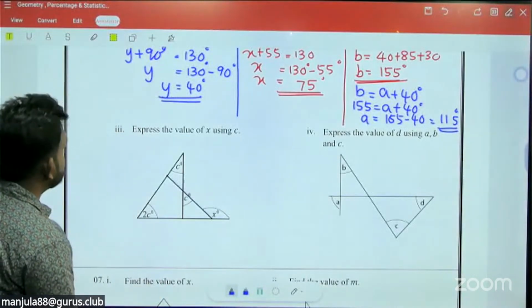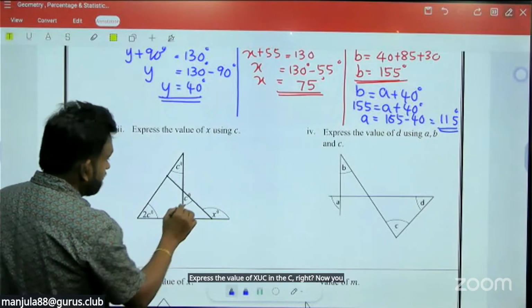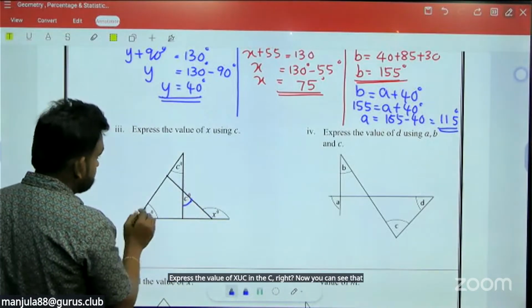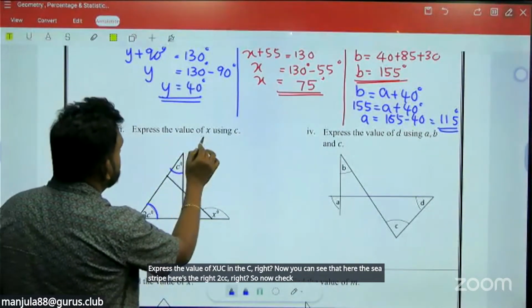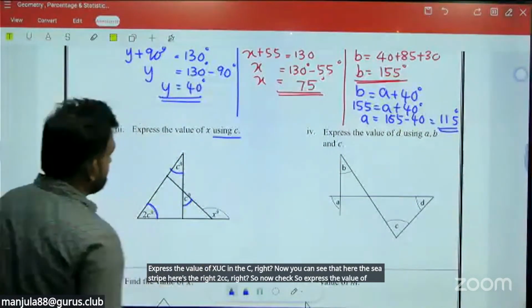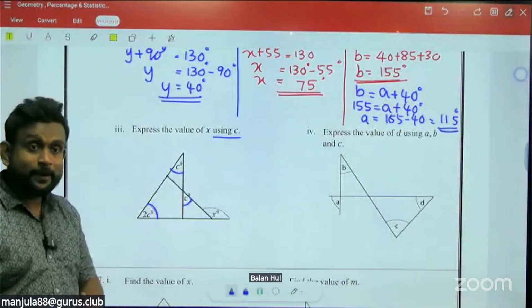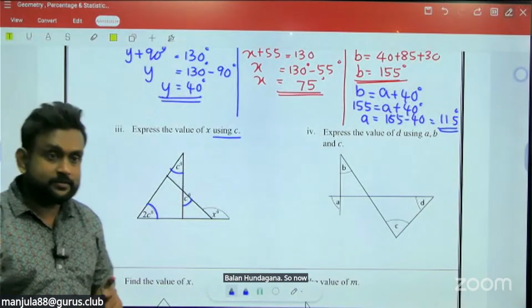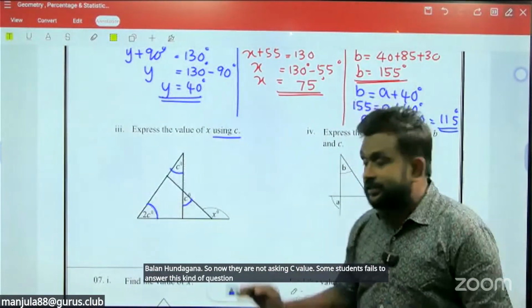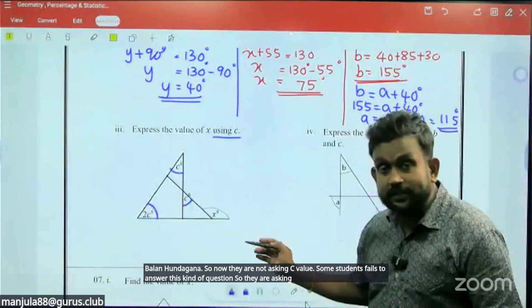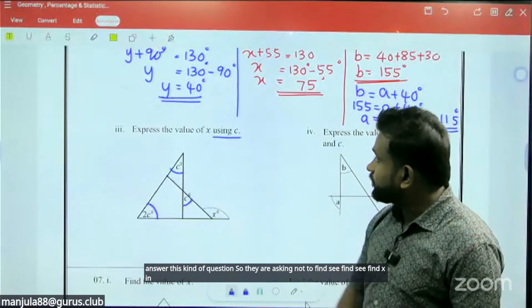Okay, express the value of x using c, right? Now you can see here the c, right? Here is 2c, right? So now check. Express the value of x using c. x ki වටිනාකම c ඇසුරෙන් අහනවා. So now they are not asking for the C value. Some students fail to answer this kind of question. So they are not asking to find C, they are asking to find X in terms of C, right?